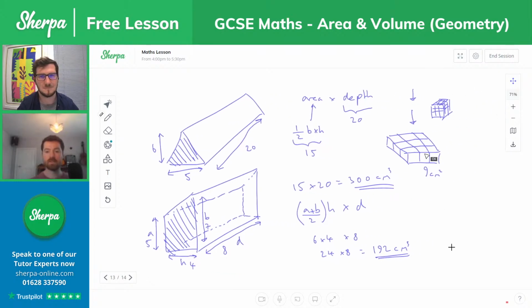And so all we're doing is stacking layers on top of each other. And that's the exact same thing we're doing here with prisms. We're imagining we've got one layer of our prism when we start, and we just stack those layers on top of each other. In this case, we're doing it 20 times. And that builds up our volume as we stack those layers on top of each other. So that's why we end up doing base times depth.